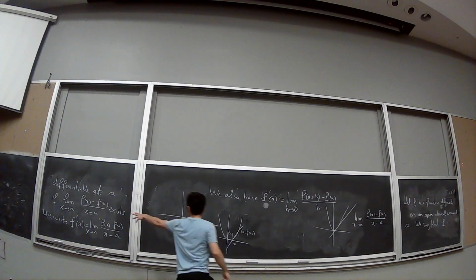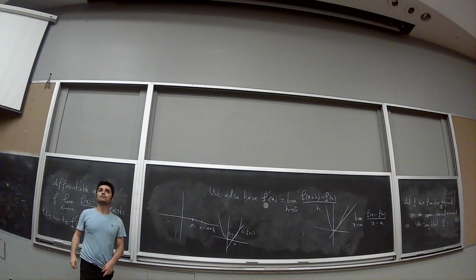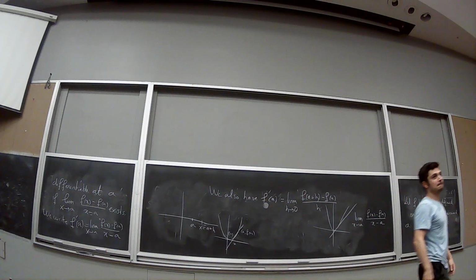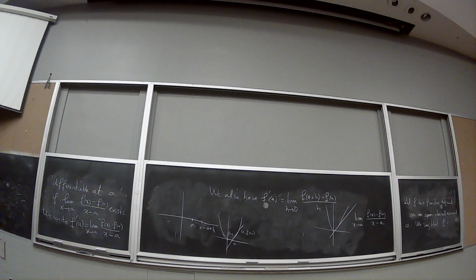Both of these definitions are equivalent. You can use this one, the limit as x approaches A of f of x minus f of A over x minus A, or f of A plus h minus f of A over h as h approaches 0. Great. Let's give an example.